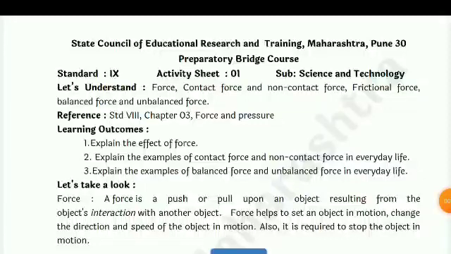Hello friends, today we start with the ninth class activity sheet. The first subject is Science and Technology, from the preparatory bridge course. Let's start with the first activity sheet. First, let's understand force, contact force and non-contact force, frictional force, balanced force and unbalanced force.